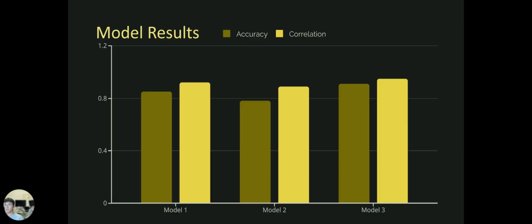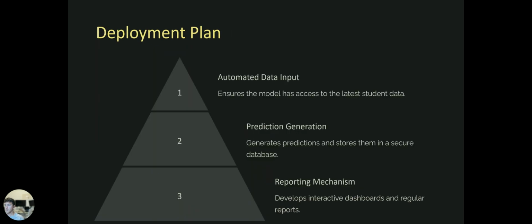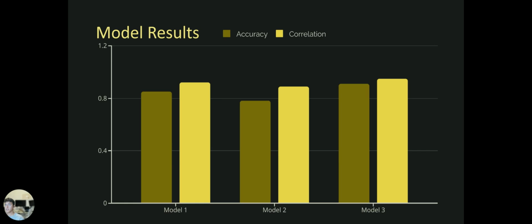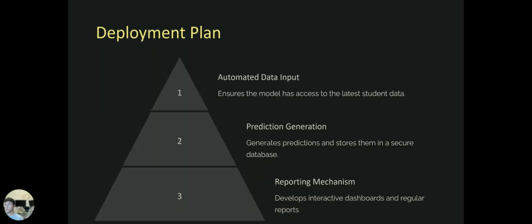So here are the results of the different models evaluated. As you can see, the gradient boosted tree model achieved the highest accuracy and correlation, making it the most effective model for predicting student GPA. The evaluation metrics clearly show its superiority in terms of performance and reliability.